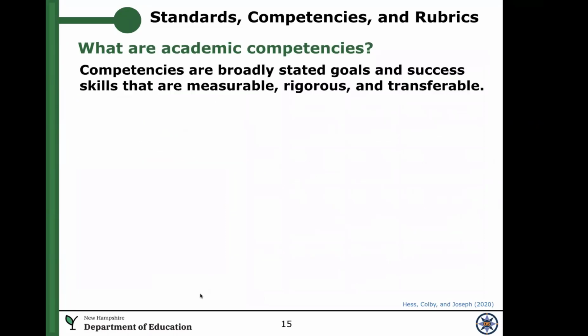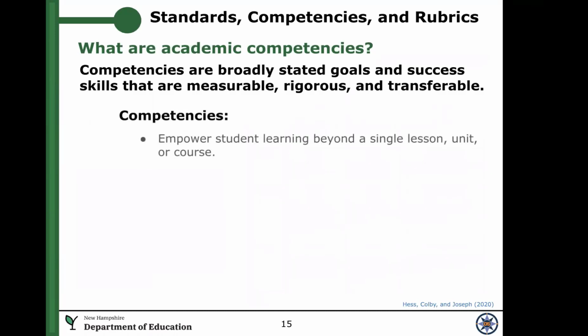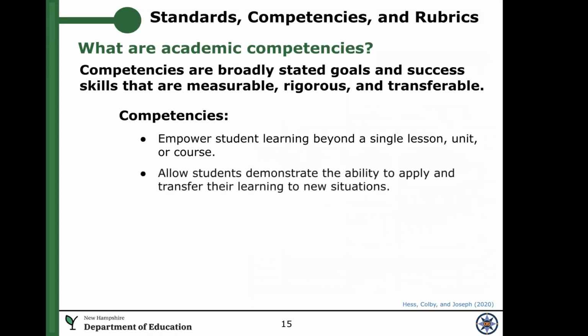So what are academic competencies? They're broadly stated goals and success criteria that are measurable, rigorous, and transferable. So competencies empower student learning beyond a single lesson, unit, or course. You plan with the end in mind. You want them to be able to apply that knowledge as they move forward in their learning.